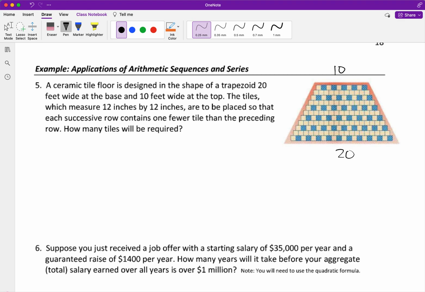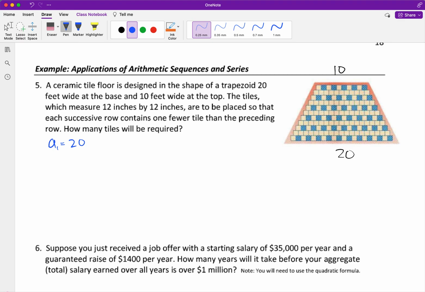And they are to be placed so that each successive row, so each next row, contains one fewer tile than the preceding row. How many tiles will we need total? All right, so let's think about this. We're going to first try to write this as a pattern. So the first one, if it's 20 feet wide, because it says 20 feet wide at the base, and each tile is 12 by 12, well, then we're just going to need 20 tiles here, and we're ignoring grout lines or things like that.